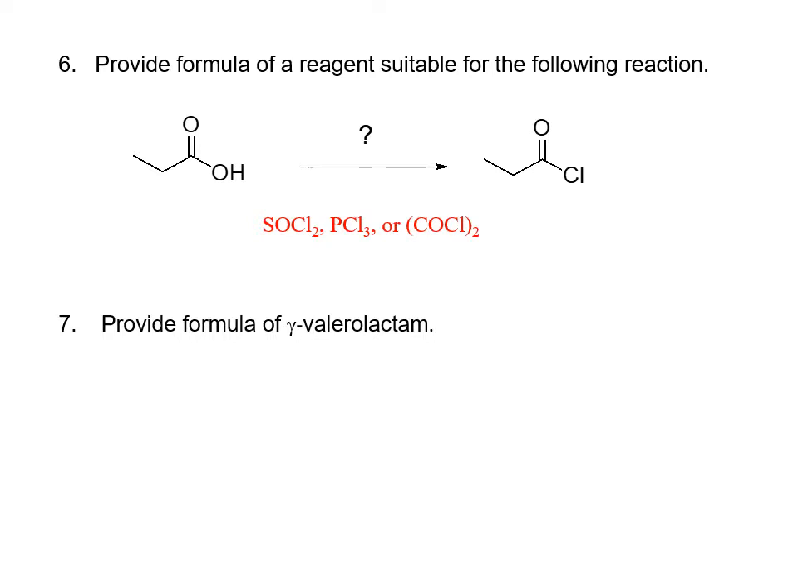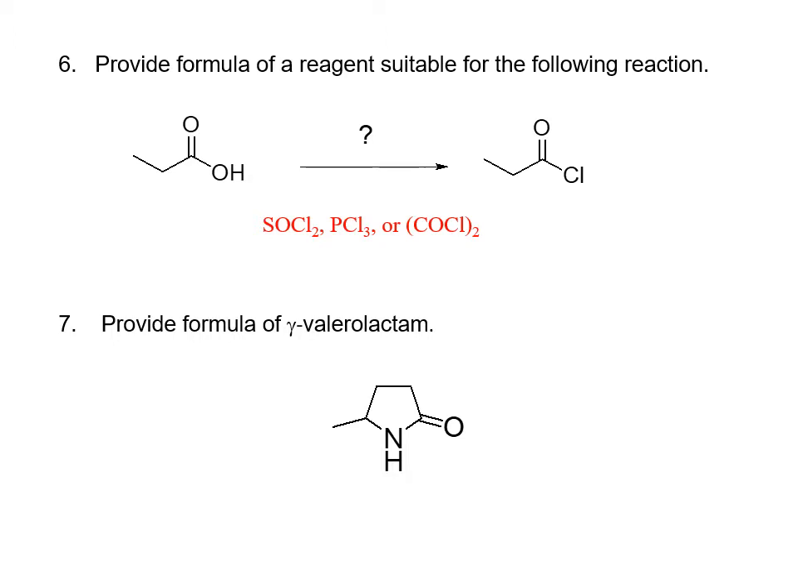And finally, question number 7. Provide formula of gamma valerolactam. So this is a lactam, that means cyclic amide. If it's valerolactam, there must be a 5 carbon chain, and the nitrogen of the lactam is connected to the 4th carbon in the chain, and that would be the gamma carbon.